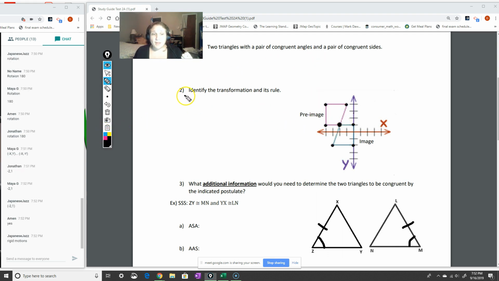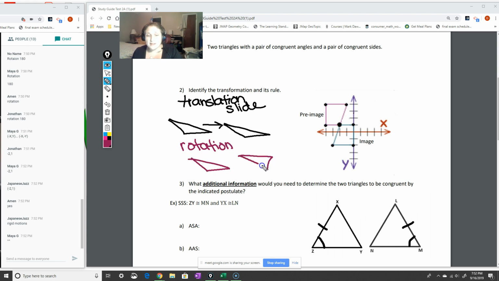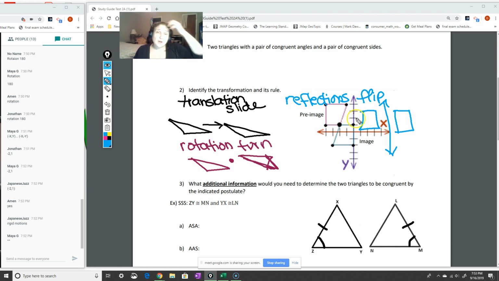One more thing to remember: anytime you have a translation, whatever way the shape is facing, that is exactly what it's going to look like somewhere else. In this case, all it did was slide. Remember, translations slide. Then we have rotations. If we start with this obtuse triangle, it's now facing the other way. Rotations turn like the wheel of a car. Then you have reflections, and reflections flip. If you have this shape here, and here's my line of reflection, it flips this way. So that's the main things. Translations slide, rotations turn, reflections flip.